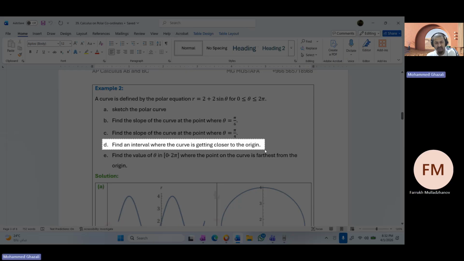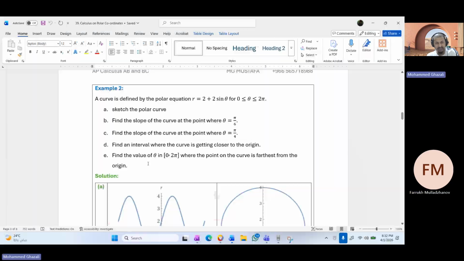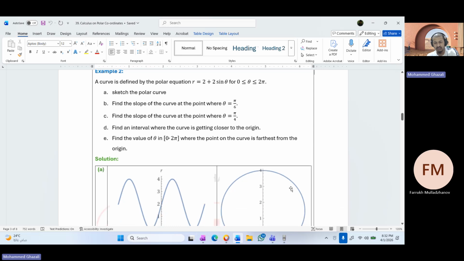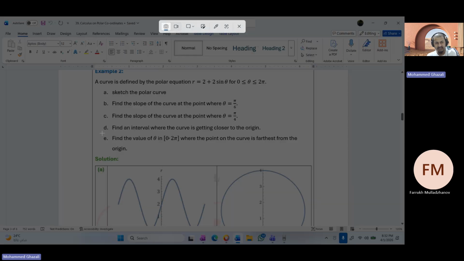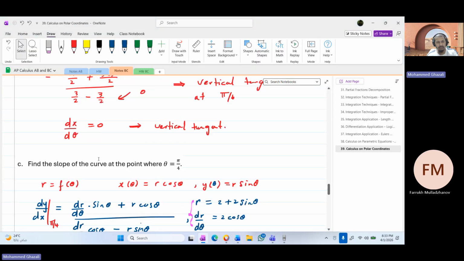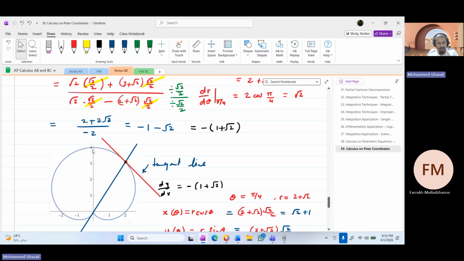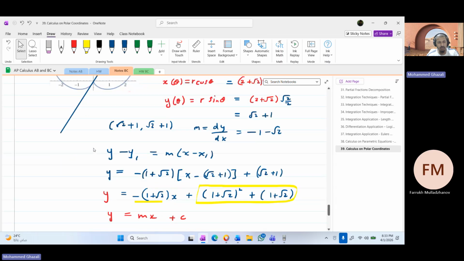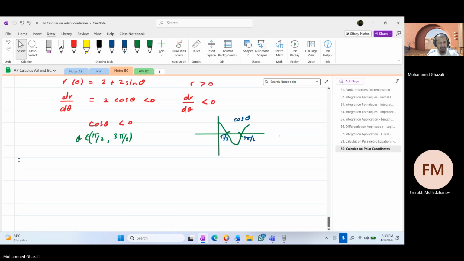Find an interval where the curve is getting closer. Find the value of theta where the point on the curve is furthest from the origin. That's easiest. Furthest from the origin means it's a maximum, isn't it? Maximum or the minimum. And we can see it occurs at pi by 2 exactly. The value is 4 on the graph. But what if the graph wasn't sketched?